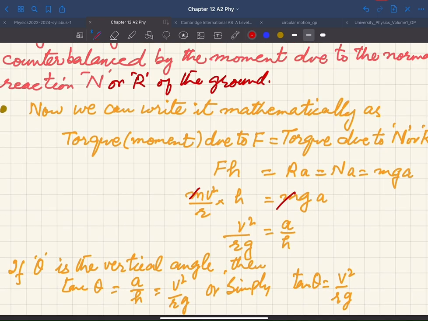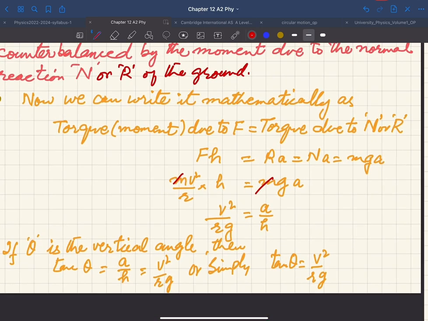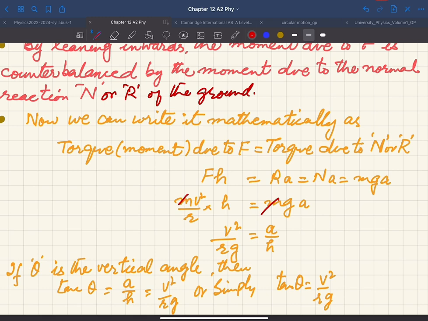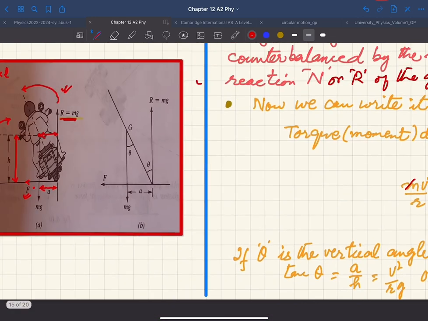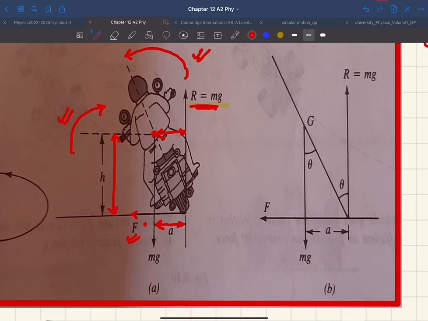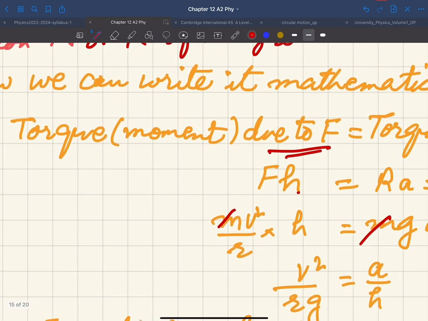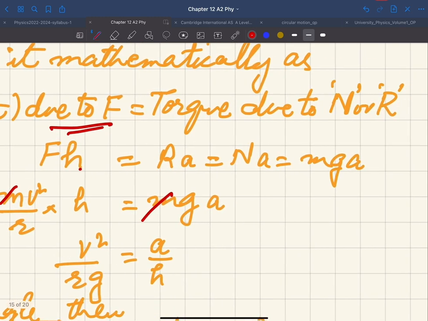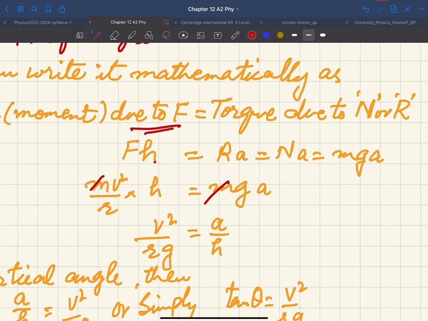So simply you can say that when you have the situation of leaning, the torque due to N or reaction R will be equal to the moment due to F. What will happen? F into H, as we have just discussed, this is your force and this is the perpendicular distance over here. So force multiplied by perpendicular distance, F into H, is giving you one torque or moment. And on the other hand, the torque due to R or N, as I just said, is R into A. But you know that R or N is nothing but equal to mg.